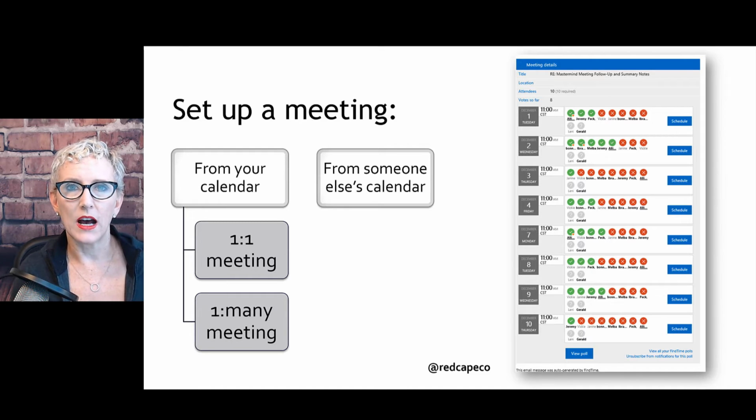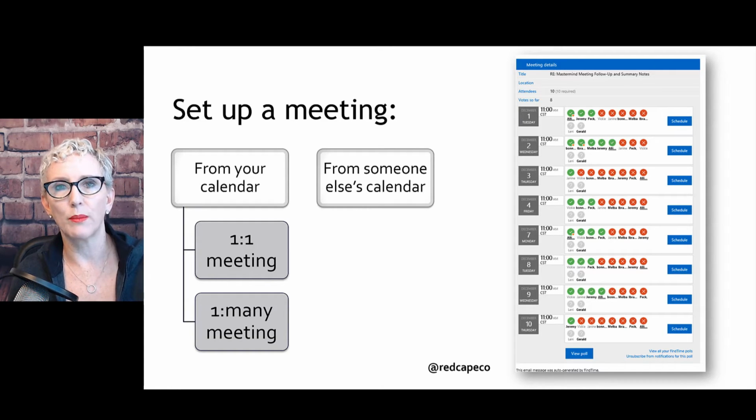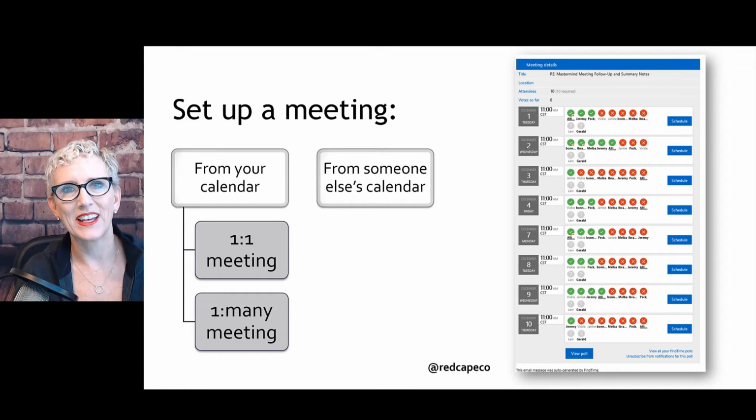The other one is a one-to-many meeting. So if I am scheduling a meeting with 2 members of my team and then 3 people from an external client's office, it might take a little bit more time for people to respond, but it is coming from my calendar, and I'm trying to get consensus from a group of 5 additional people besides myself. So that's a one-to-many meeting.